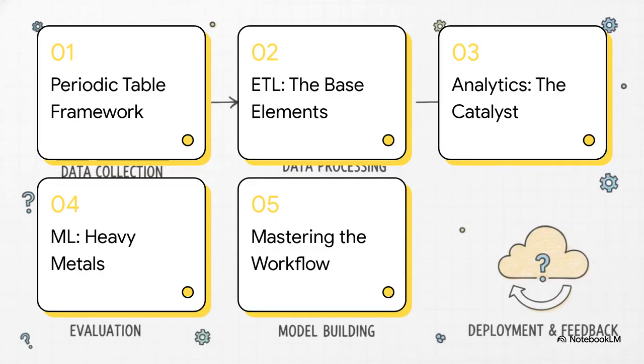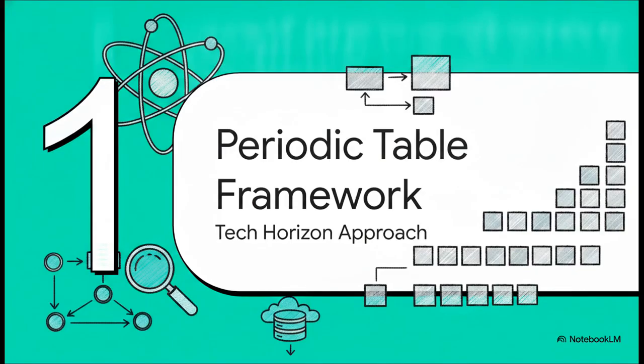Okay, here's our map for today. First, we'll look at the data science periodic table itself. Then, we'll break down the specific elements: ETL, analytics, and machine learning. And finally, we'll bring the whole shebang together to master the analytics workflow. So, starting off with Section 1, the Data Science Periodic Table, a framework straight from Tech Horizon.